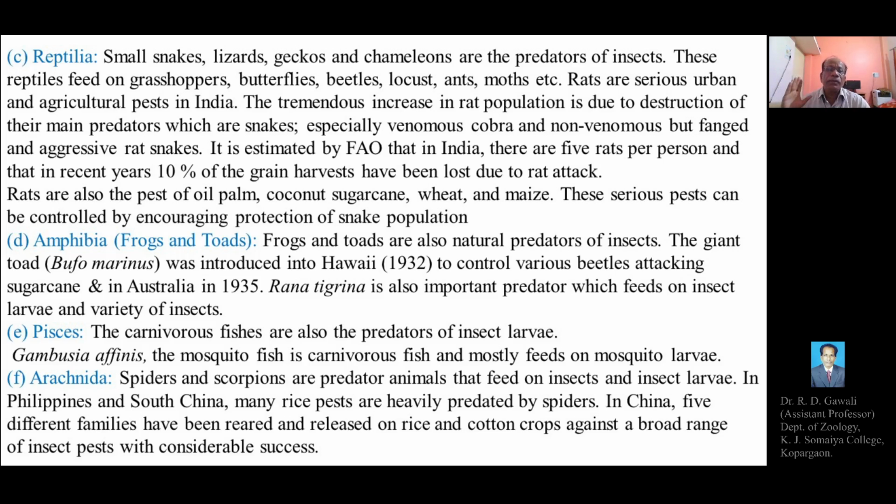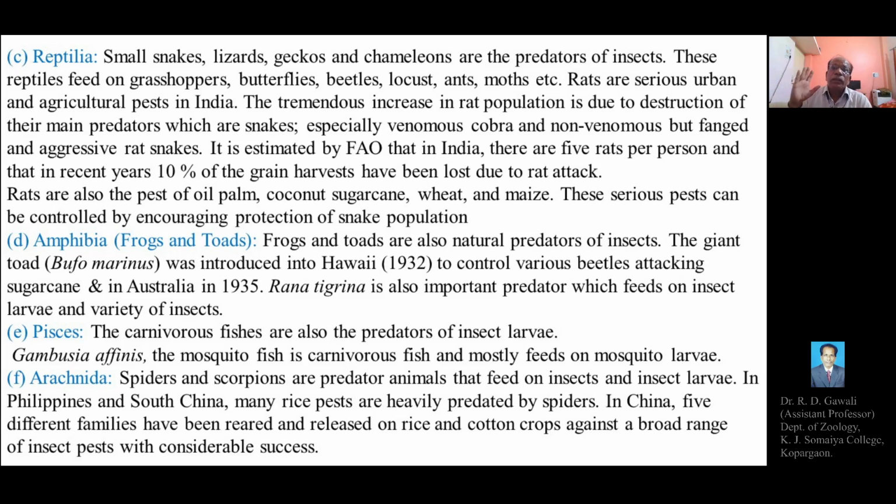In the Philippines and South China, many rice pests are heavily predated by spiders. Means in the Philippines and South China, spiders are predating upon different types of insect pests which are attacking the rice field, and these were reduced by the spiders. So spiders serve as predators, predating upon the different insect pests attacking the rice field in South China and the Philippines.